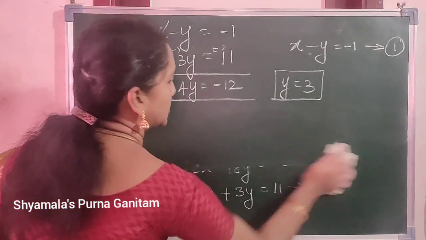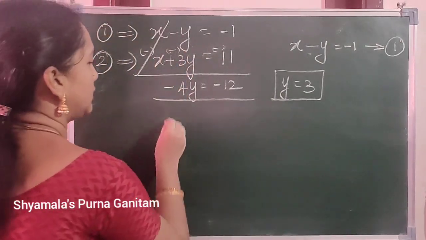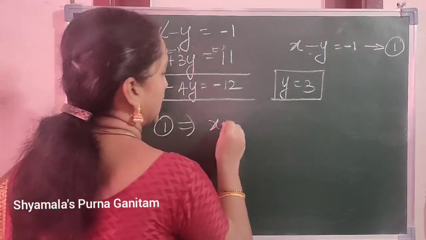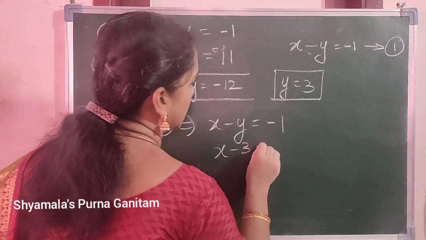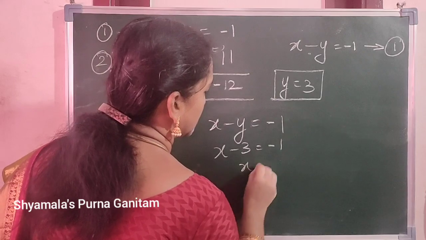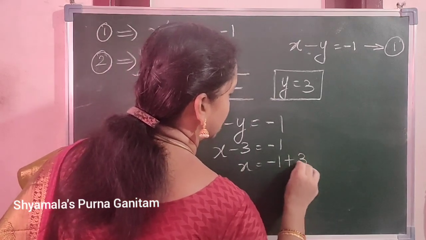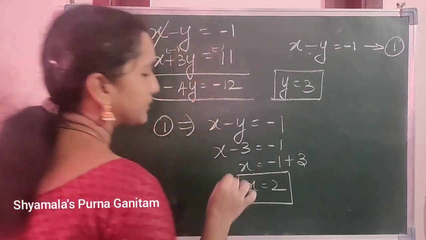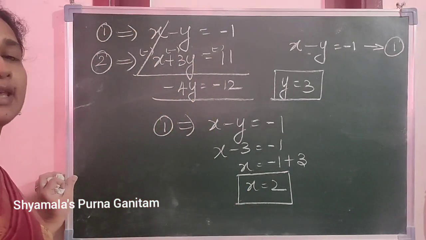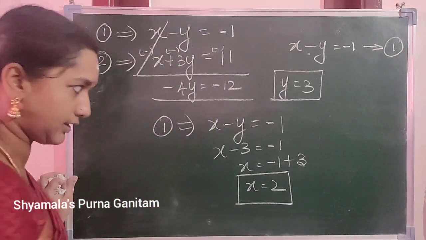So substitute this y value in any one of the equations. The first equation, x minus y is equal to minus 1. So x minus 3 is equal to minus 1. So x is equal to minus 1 plus 3. The x value is 2. So I will get the x and y value as 2, 3.